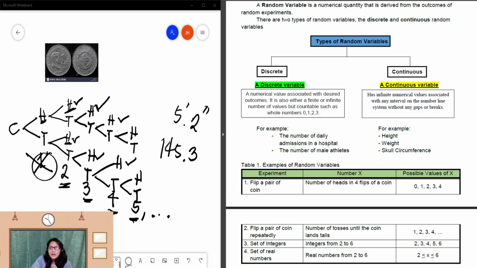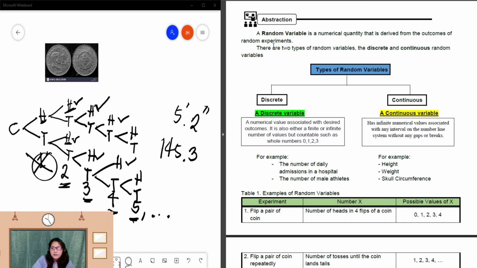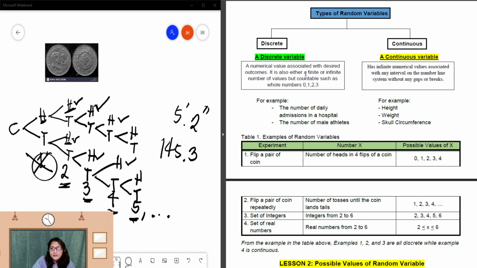So, abstraction. As you can see in your module, you can read that one. A random variable is a numerical quantity that is derived from the outcomes of random experiments. So there are two types of random variables: discrete and continuous. What is a discrete? A numerical value associated with desired outcomes. It is either a finite or infinite number of values but countable. Remember, countable, whole number, tibuok. While a continuous variable is a scale without any gaps or breaks. So naa siya points, decimal places.